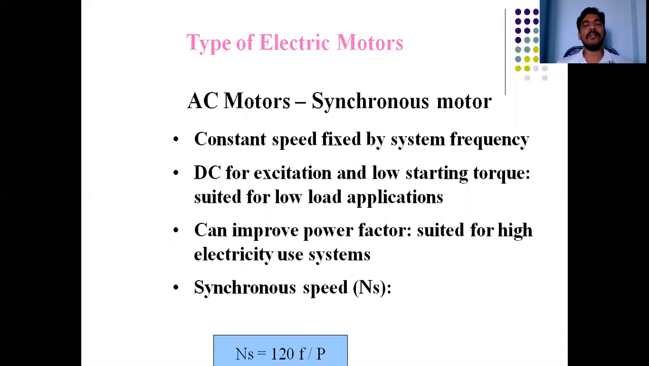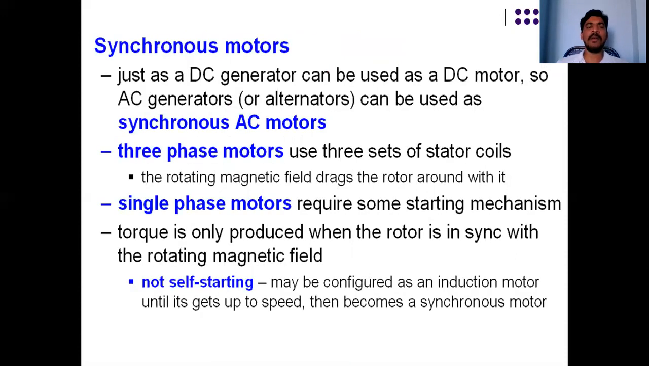It can improve power factor. One of the great advantages of the synchronous motor is power factor improvement. It is also called a power factor compensator, or condenser, rotating condenser. So it will improve the power factor. Based upon the field excitation, an overexcited synchronous motor acts as a power factor compensator. Synchronous speed Ns is equal to 120 F by P.